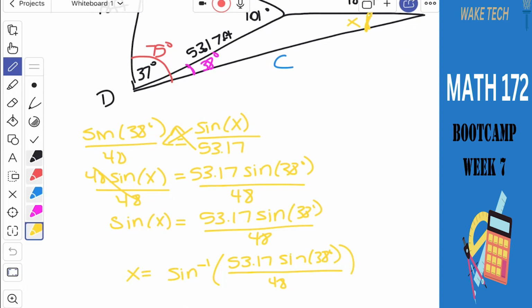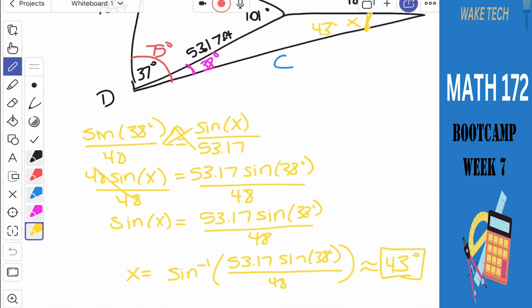Again, using the calculator as few times as possible would be the best approach. So just a single time is what we'll do. We get 42.998, which I'm going to round to 43. So that missing angle, angle X, is 43 degrees. That's what we now know.